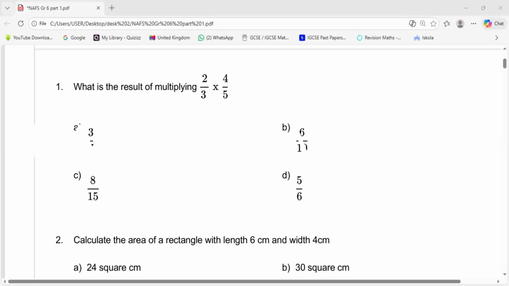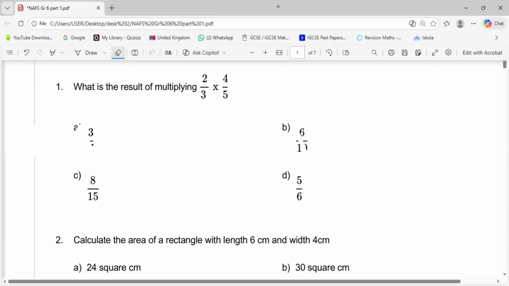Today our lesson is about fractions, some information review about fractions, and how to think about the problems in fractions. Let's start our session now with the first question.